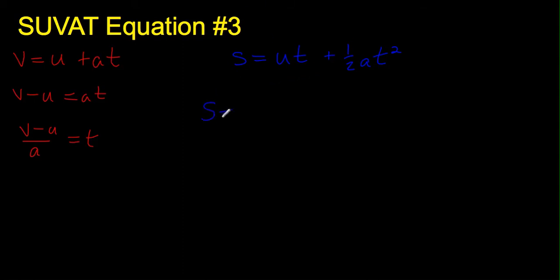So I have S is equal to U times V minus U all over A, and then plus 1/2 A times V minus U all over A, but squared. You can see that this is a square term, that's a regular term. And now we have an equation that doesn't involve time, but this is really pretty messy, and we need to clean this up a little bit.